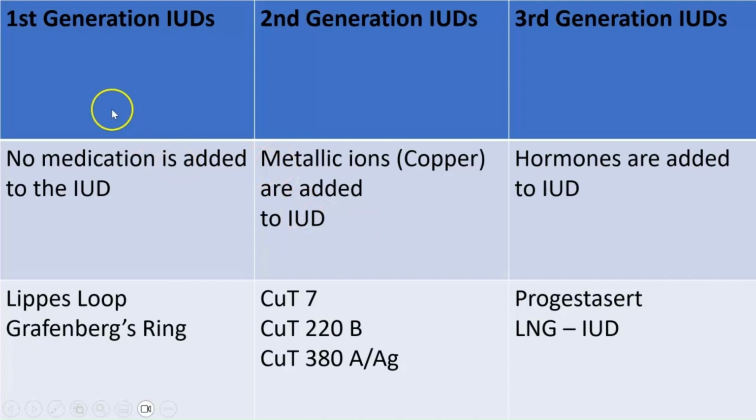Inert IUDs are also known as first generation IUDs, in which no medication is added, like Lippes loop and Grafenberg ring. The copper containing IUDs are known as second generation intrauterine devices, and examples include copper T7, copper T220B and copper 380AG. And if hormone is added to the intrauterine device, it is known as third generation intrauterine device. Examples include progesterone and LNG IUD. So your non-medicated inert IUD is first generation, and your second generation and third generation IUDs are bioactive IUDs.